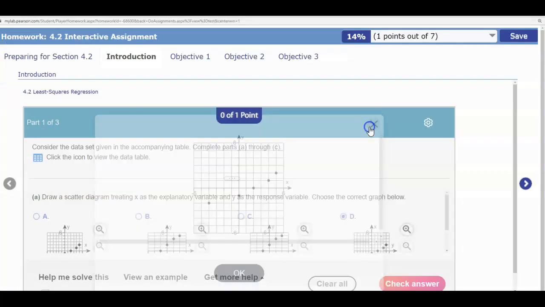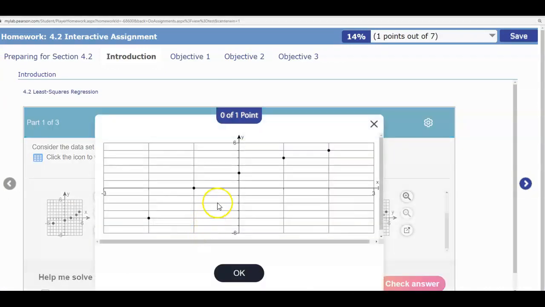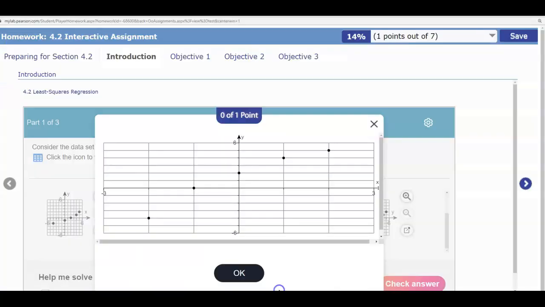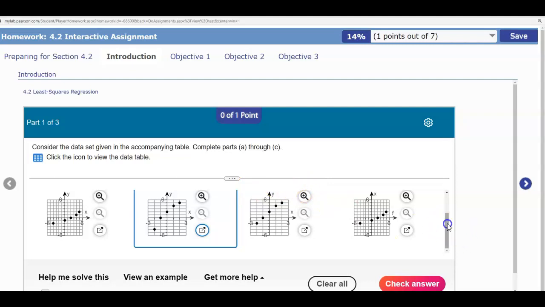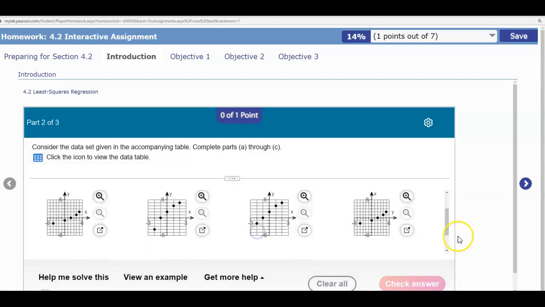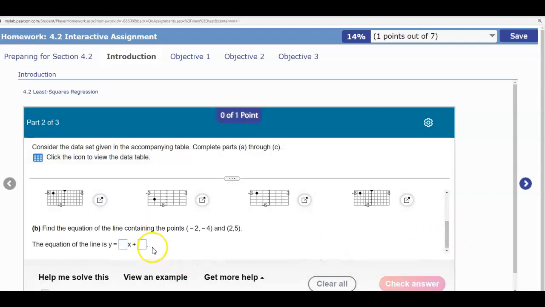So it's not going to be that first one. Okay, let's take a look at this one. We move over 1, 2, and then down 1, 2, 3, 4. It matches with that. We move over -1, and that's 0, and therefore it's -1, 0, and then 0, 2, and then this is 1, and then 4, and then this is 2, and then 5, so it looks like it's going to be selection B. So let's go ahead and do that, and there's our answer.